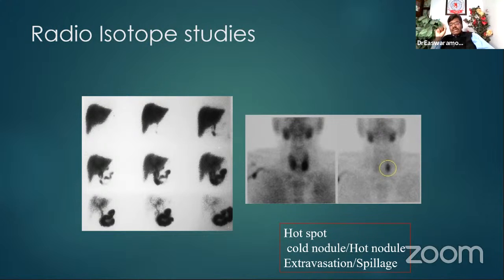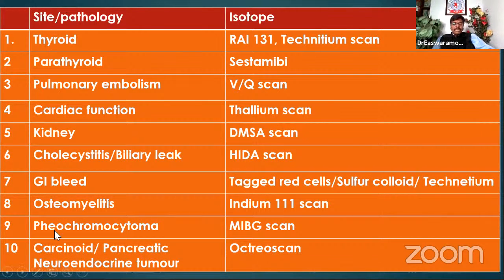If you know what is hotspot, wherever radioisotope is taken, that area will be nicely brightened up when you take a picture of the area by using a gamma camera. So gamma camera gives you a bright picture. That is a hotspot. A dark area or a negative picture is a cold nodule. These are all the pathology.